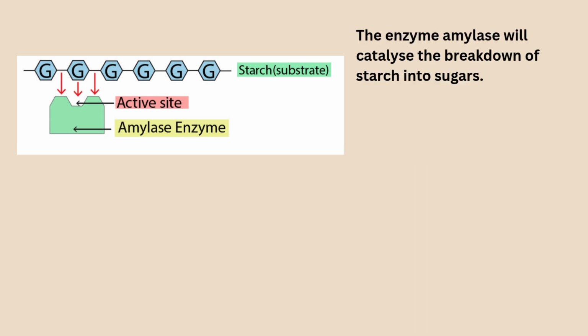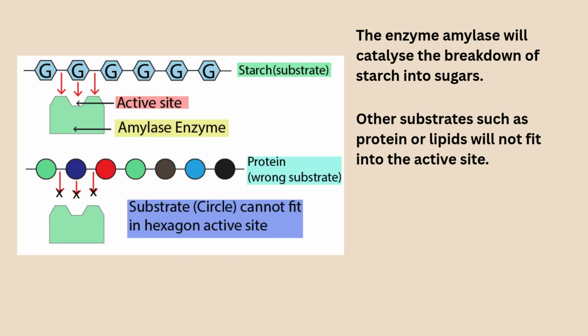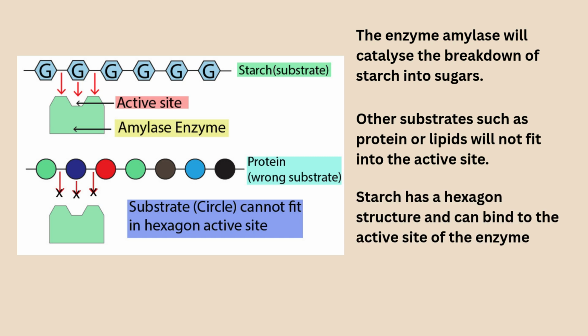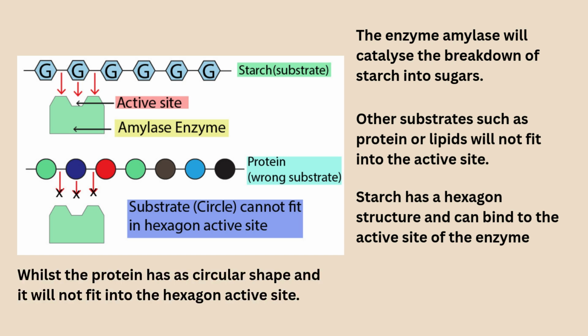The enzyme amylase will catalyze the breakdown of starch into sugars. Other substrates such as protein or lipids will not fit into the active site. Starch has a hexagon structure and can bind to the active site of the enzyme, whilst the protein has a circular shape and it will not fit into the hexagon active site.